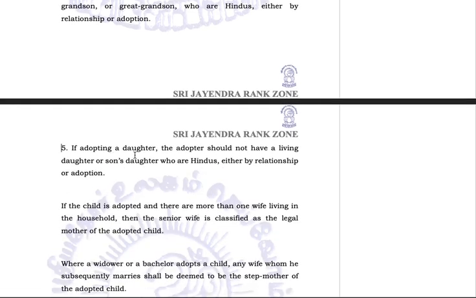If adopting a girl, the adopter should not have a living daughter or son's daughter who are Hindus, either by relationship or adoption. Then also you cannot adopt.